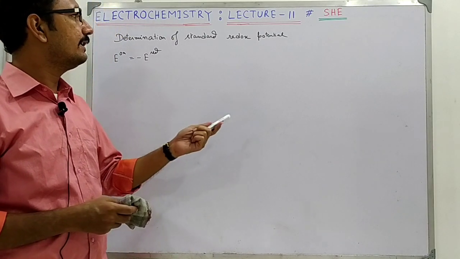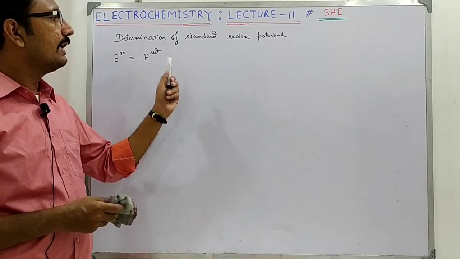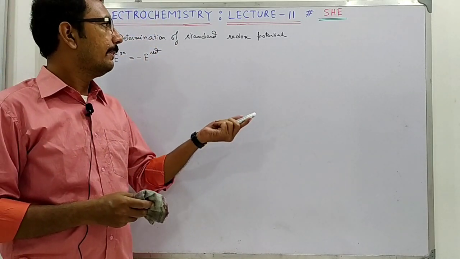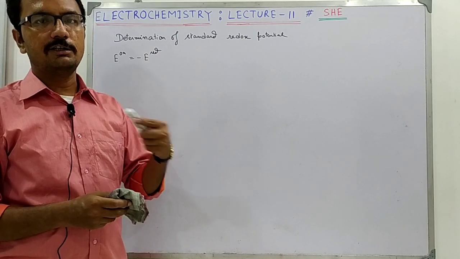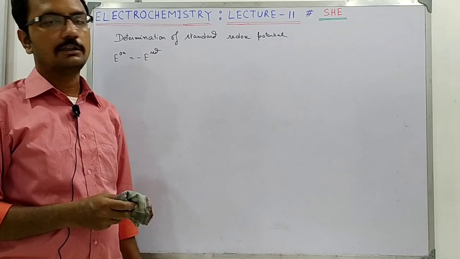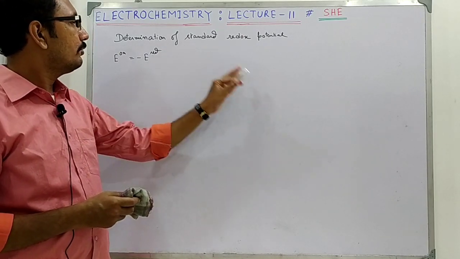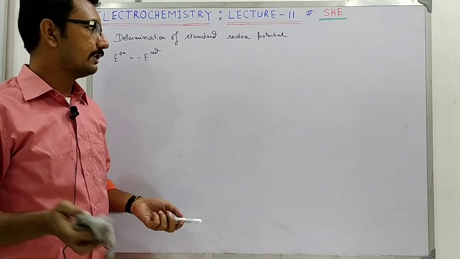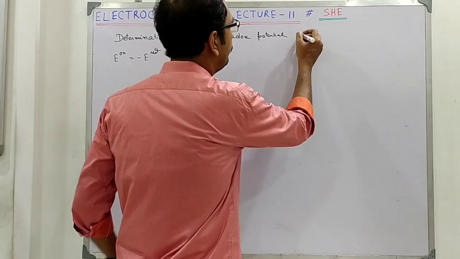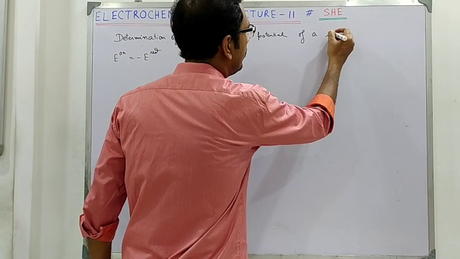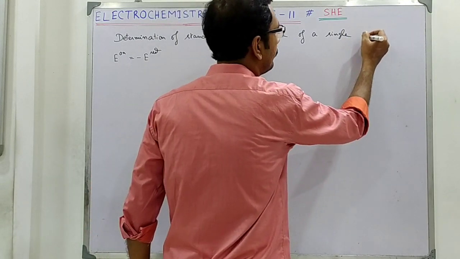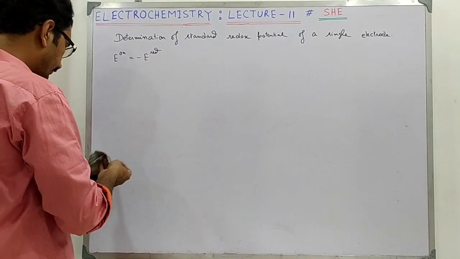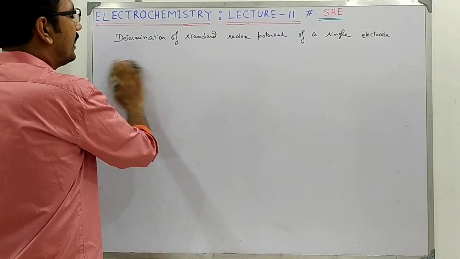So just by putting a negative sign, or multiplying with -1, if we have the reduction potential, we can express the oxidation potential instantly, and if we obtain the oxidation potential, we can instantly produce the reduction potential. So our motto is to determine the standard redox potential, either reduction or oxidation, of a single electrode, that is, of a half cell.